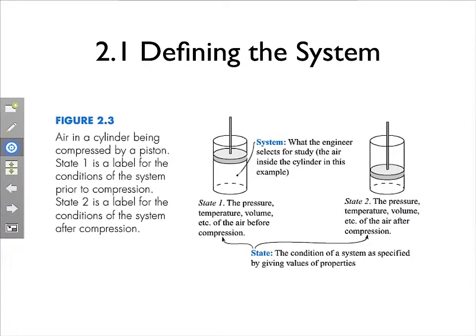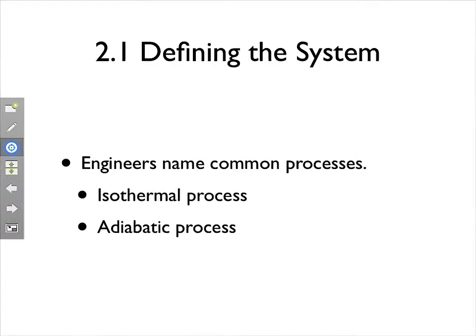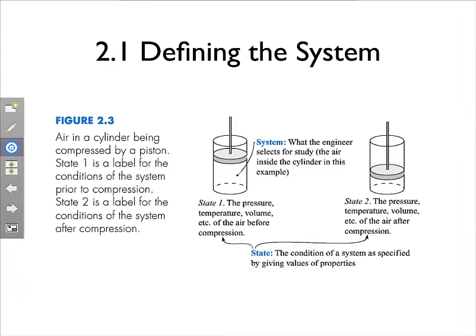And engineers like to name processes. I think that's the next slide, actually. I'll get to that in a minute. In the case of this cylinder, the system that we're interested in is going to be the air inside the cylinder. And basically the surroundings are going to be the chamber in which the air or the gas is being held. And we're going to impose basically a pressure on this by pushing the plunger down.